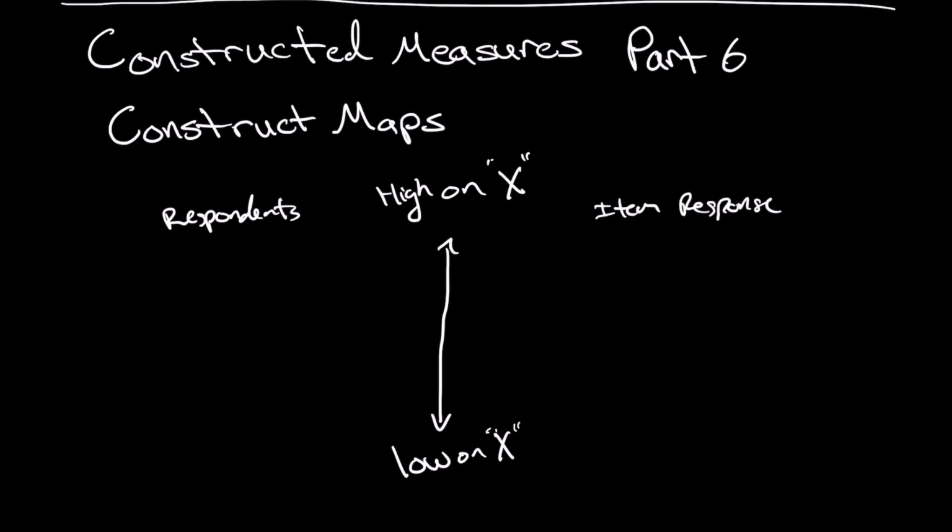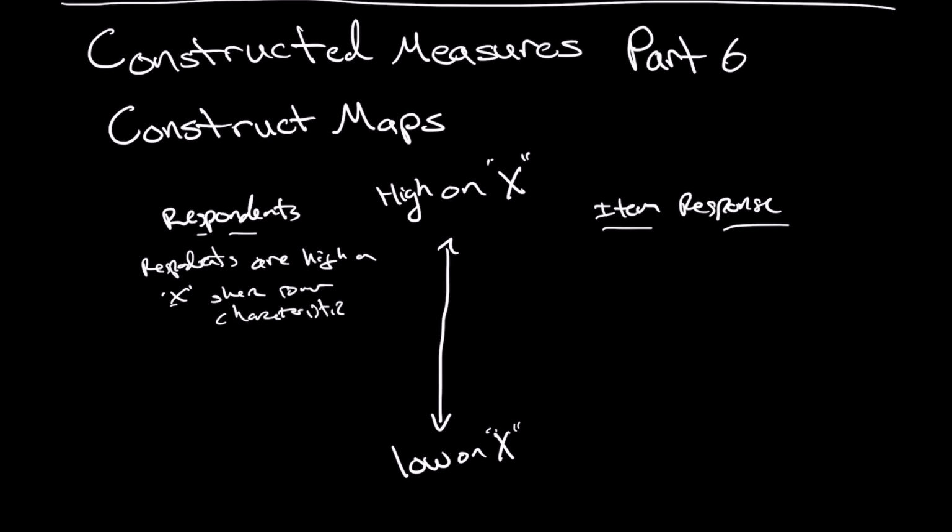For the respondents, you can think about it in a straightforward, qualitative sense: respondents who are on the upper end of the scale, up here, respondents who are high on X, share some characteristic. That's the idea behind the construct map: these are the people that are high.